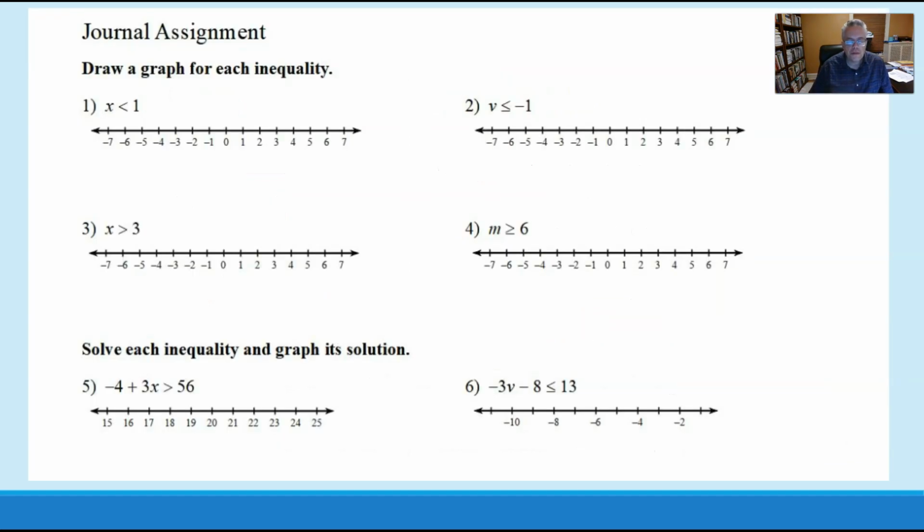All right, so here's a journal assignment for you. You can do these problems and show your teacher you understand what's going on. Good luck to you.